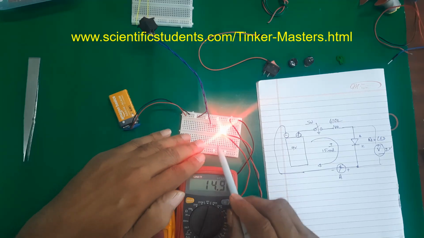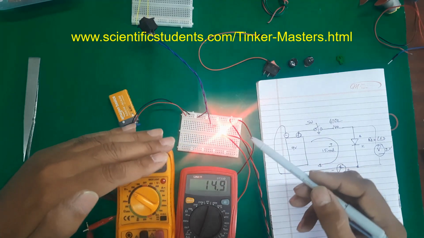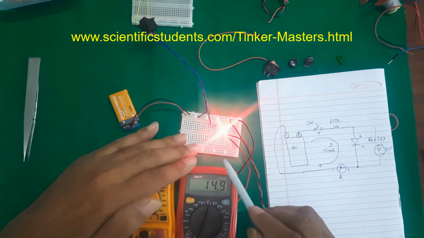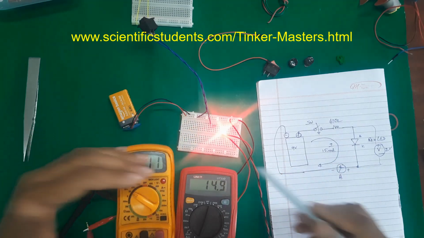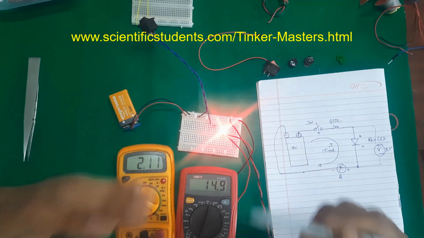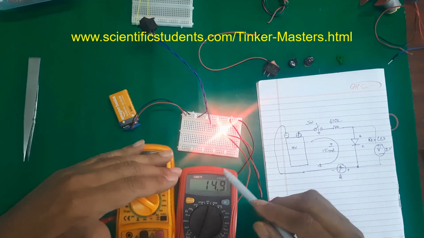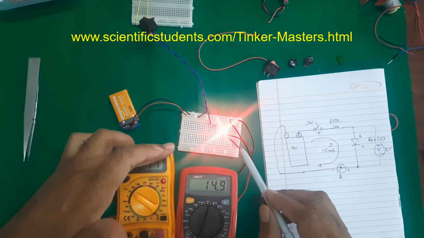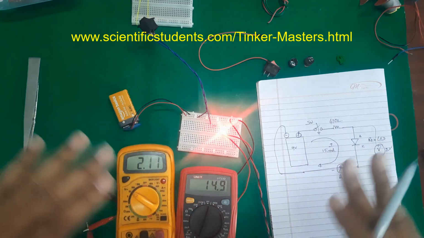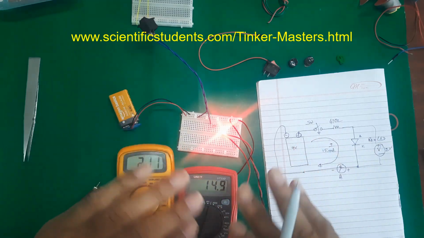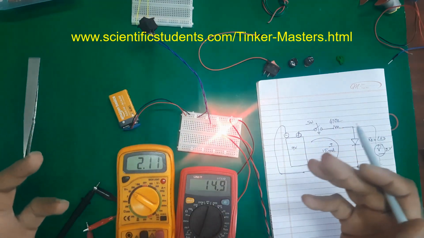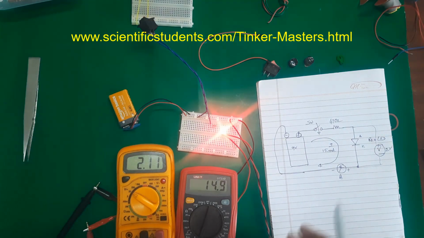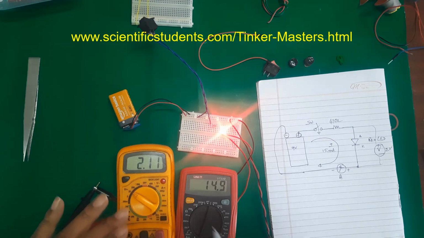Now it is 470. If I go 560, or 680, or 1 kilo, or 1.2 kilo, or 1.5k, or 1.8k, or 2k, or 2.2k, or 2.7k, or 3k3, 3k6. Likewise, if I increase the values, at what value will the LED be so dim that finally it stops glowing? That's another STEM exercise I am going to give for my mentees today. You can also experience the same thing. Now you understood, my dear children.